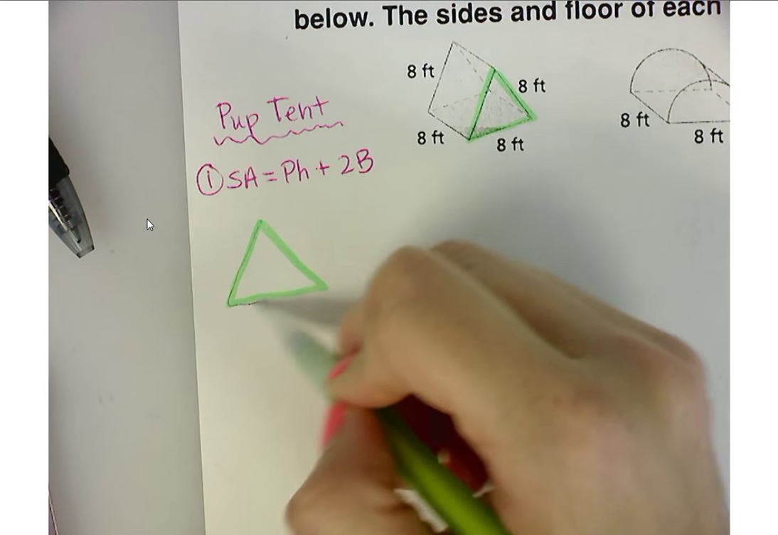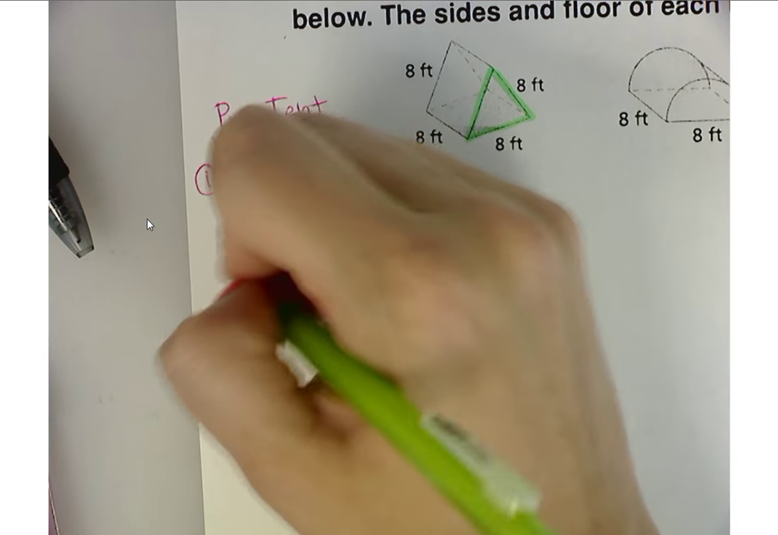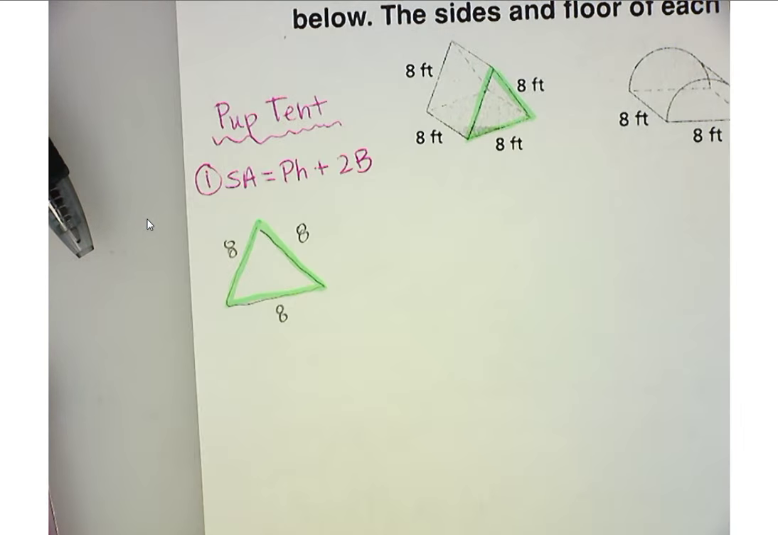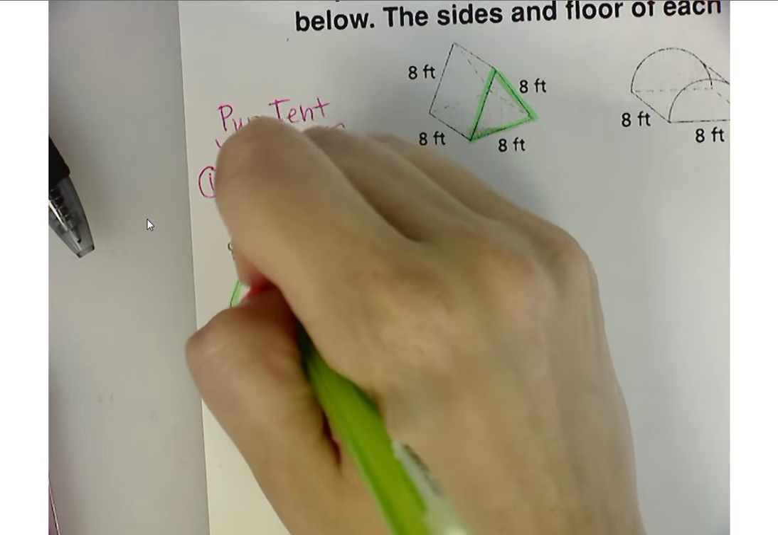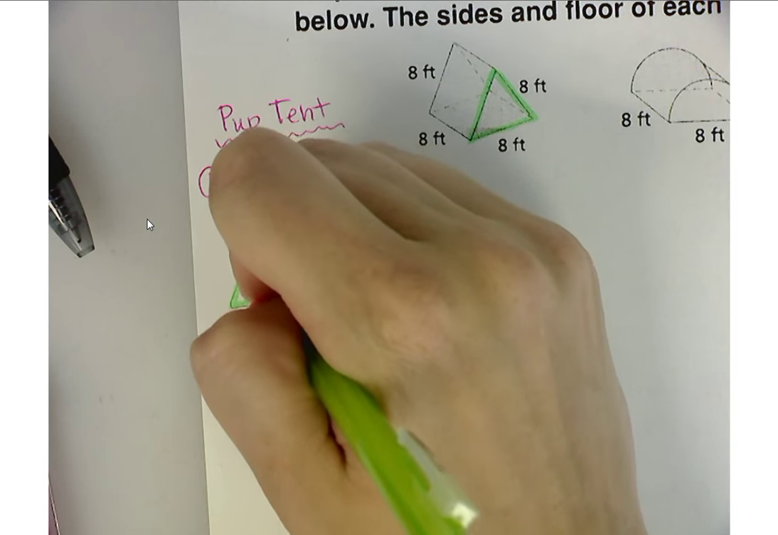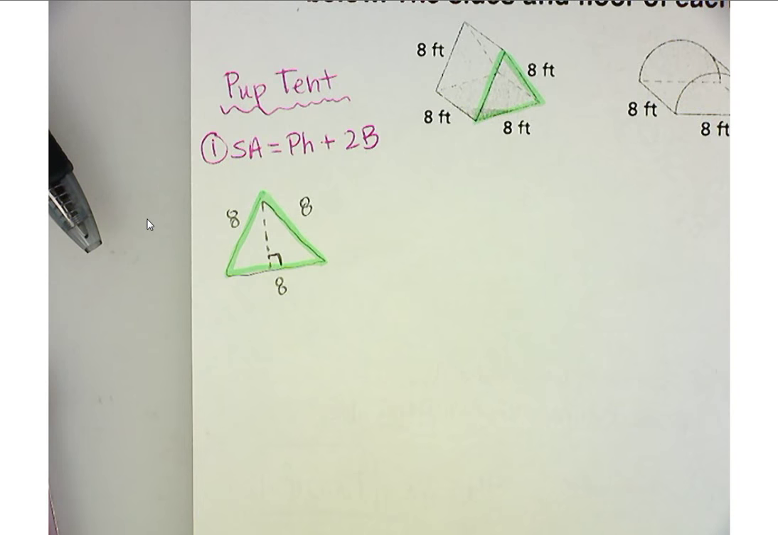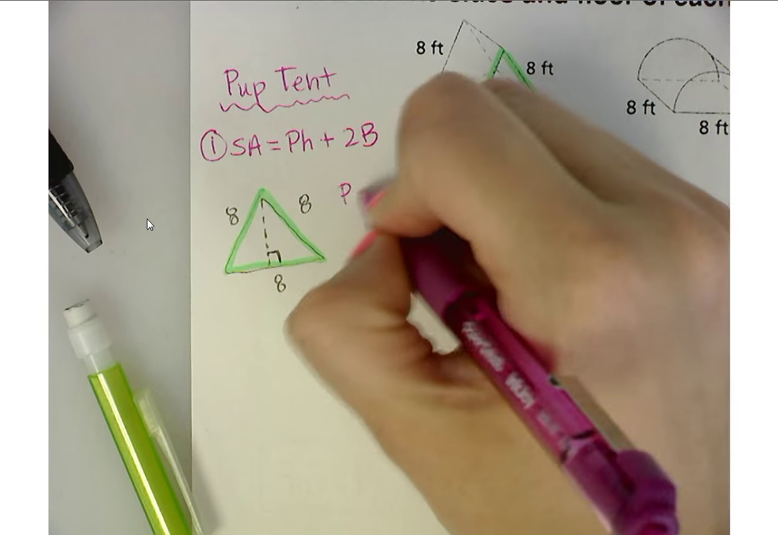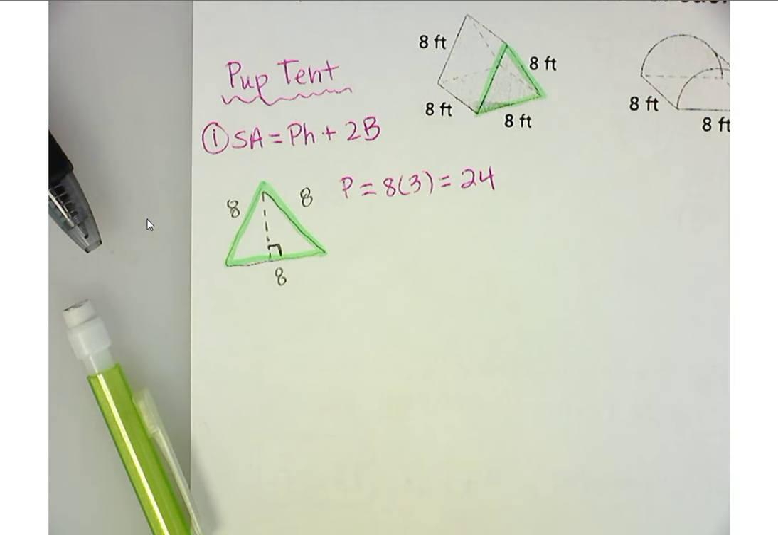So we know that every single side is going to be 8 feet, which means that this is what type of triangle? Yeah, it's equilateral. Okay, so in an equilateral triangle, you can have a bisector that goes right down the middle. Because in order to find the area, we are eventually going to have to find the height. The perimeter we can find pretty easily. Because they're all 8, we can just do 8 times 3, and we know the perimeter is going to be 24.